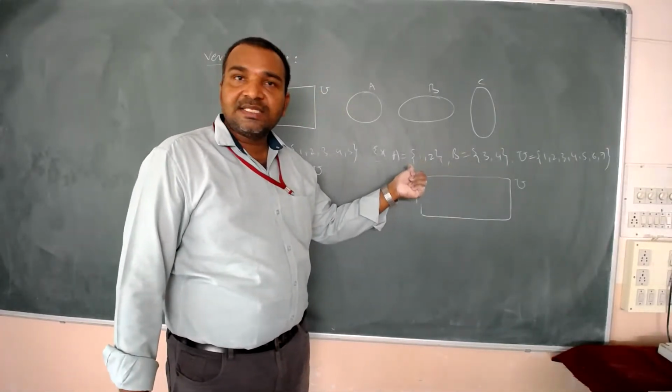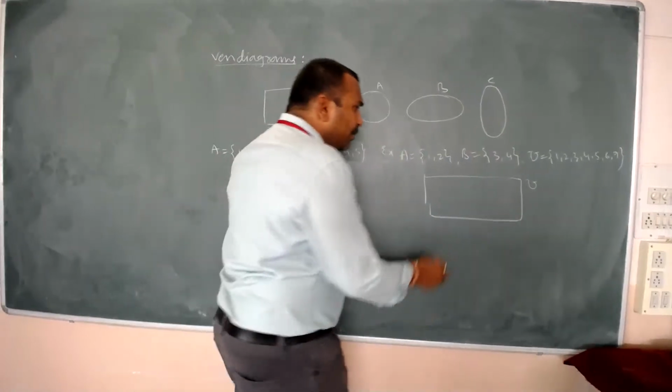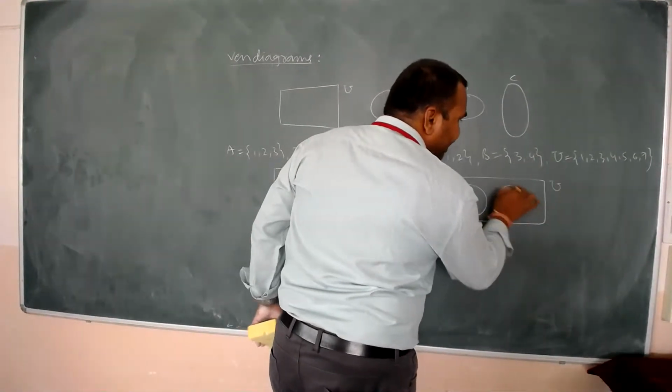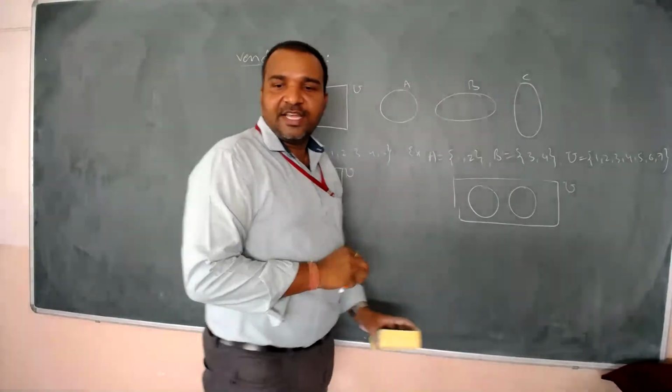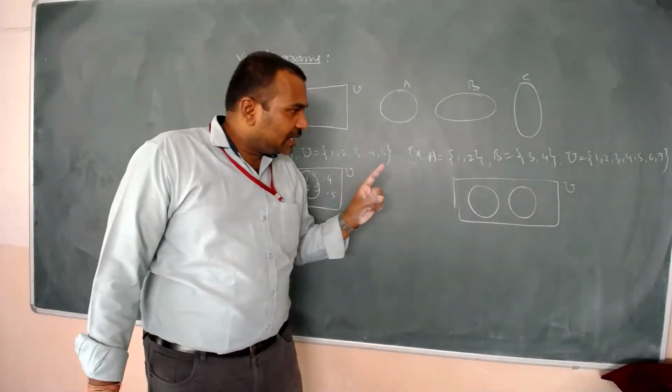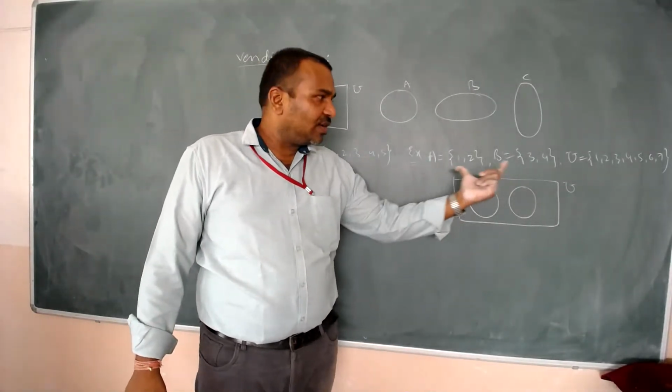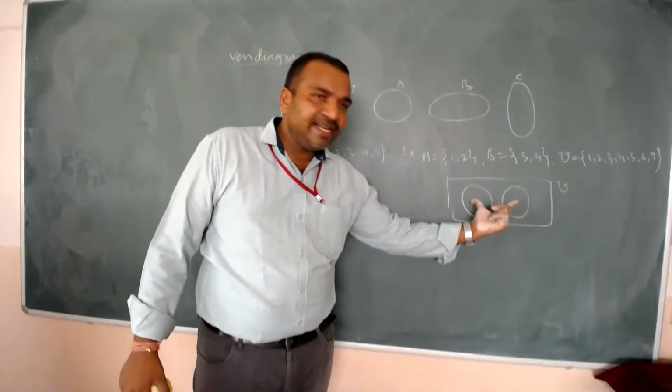A and B are subsets of the universal set, which means A and B should compulsorily be inside the universal set. A and B are sets which are subsets of the universal set. So that's why I have written them inside.